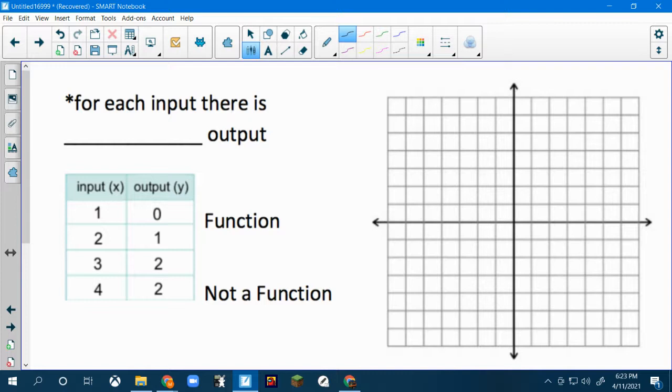Hey, remember, for a function to be a function, for every input, there is exactly one output. For every input, there is exactly one output. Let's see if this is a function.